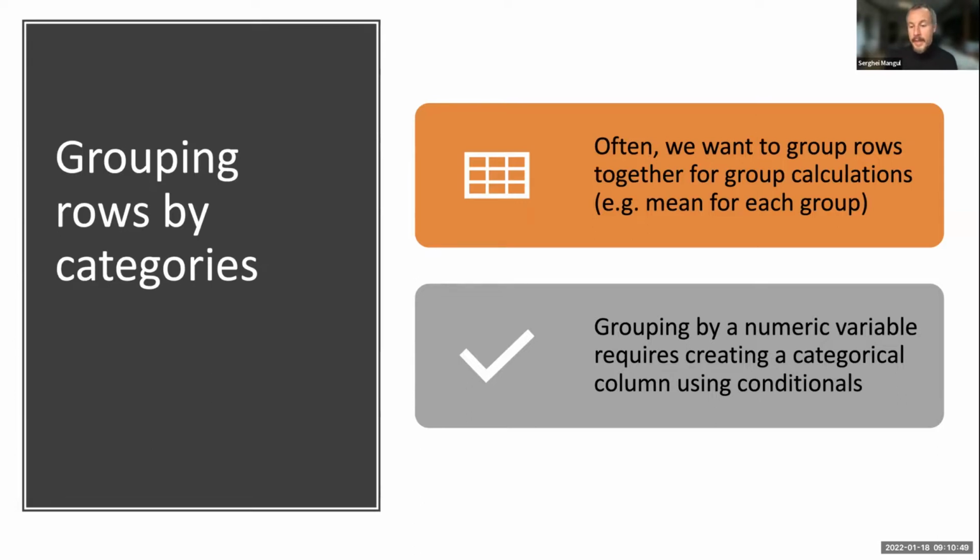But then we also need to define a new column, which will be a categorical column based on the condition. We will just have a name, like low pressure and high pressure, based on this calculation, based on the threshold. So let's see some examples.